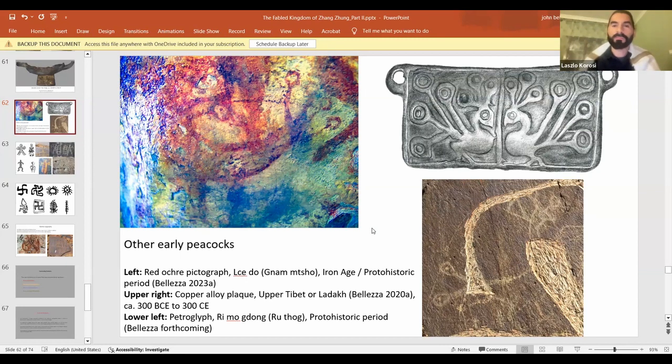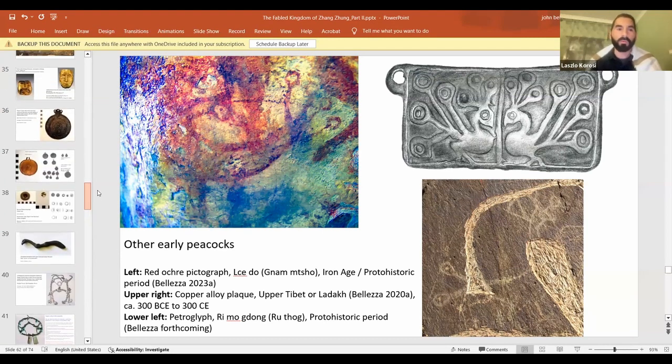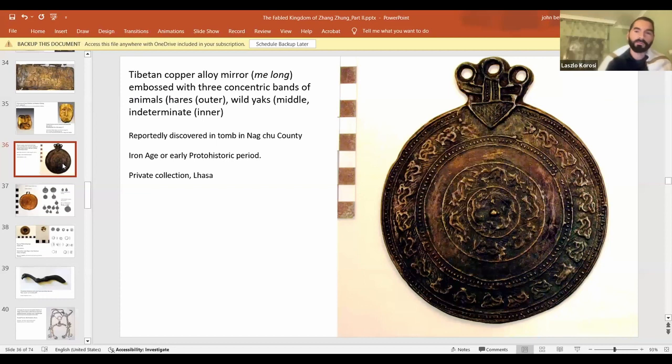Dr. Bellezza, thank you for your presentation. I would like to ask a question related to the object that you showed on slide number 36, that mirror. Yes, that one. When I look at it, you mentioned that the animals in the middle circle are unidentified, but it immediately reminded me of the Wheel of Samsara.